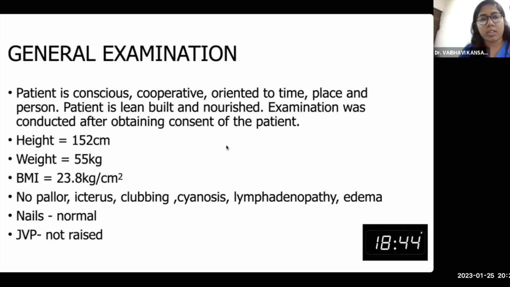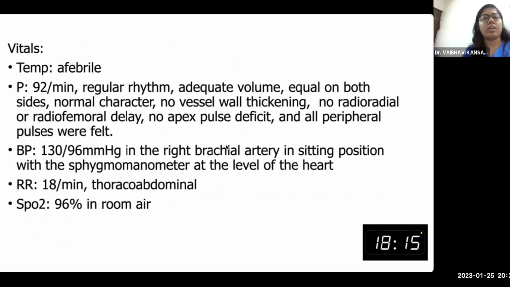During general examination, patient is conscious, cooperative, oriented to time, place, and person. Patient is lean built and nourished. Examination conducted after getting her consent. Patient height was 152 centimeters, weight is 55 kilograms, BMI was 23.8 kilogram per meter square. Patient does not have pallor, icterus, clubbing, cyanosis, lymphadenopathy, edema. Nails were normal and JVP was not raised. Patient was afebrile.